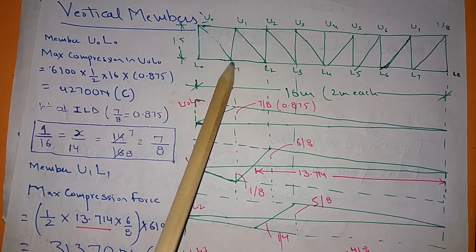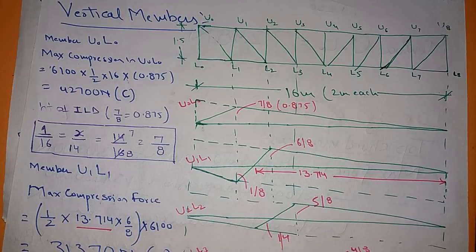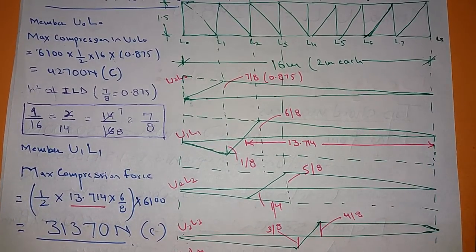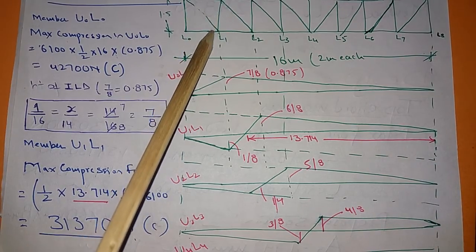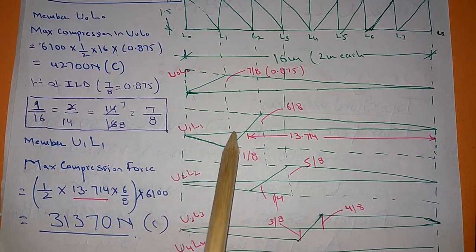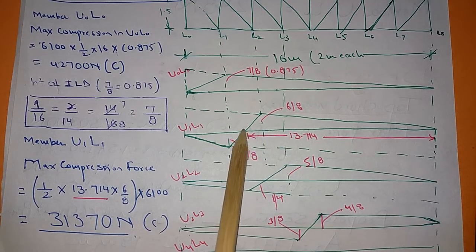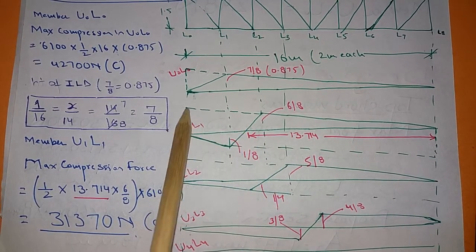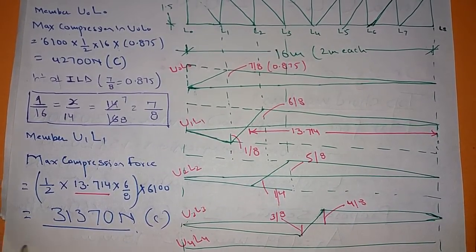Then U naught L1, U1 L1. So in this case, put one unit here and one unit here, and this member will be in bending. So it will be 6 by 8 and 1 by 8. The same 1 meter, one unit and 1 unit. So this is how we can calculate.